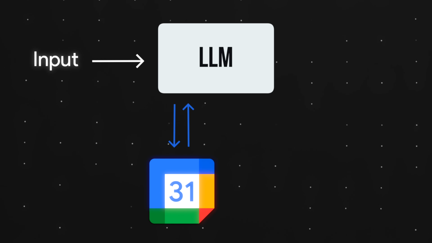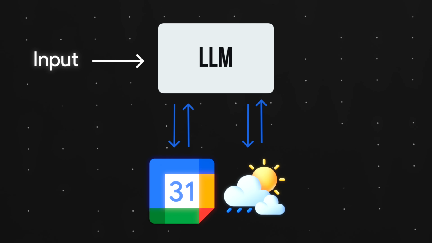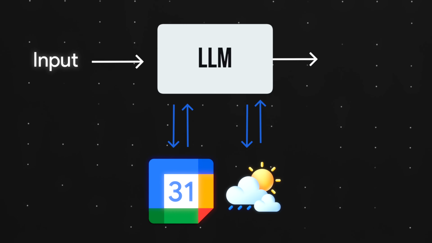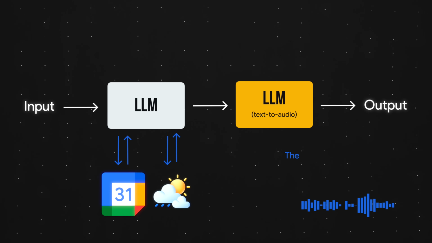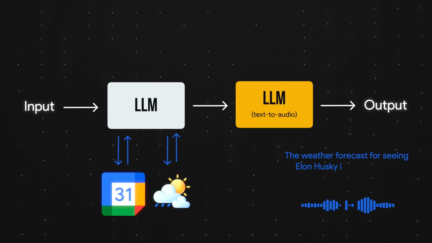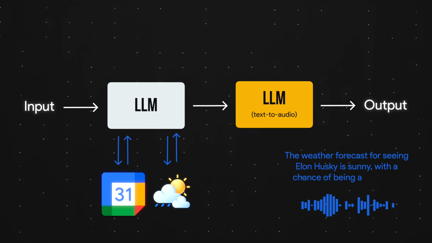Pushing my example further, what if I added more steps into the workflow by allowing the LLM to access the weather via an API and then, just for fun, use a text-to-audio model to speak the answer? The weather forecast for seeing Elon Husky is sunny, with a chance of being a good boy.